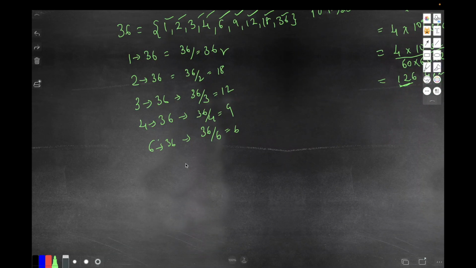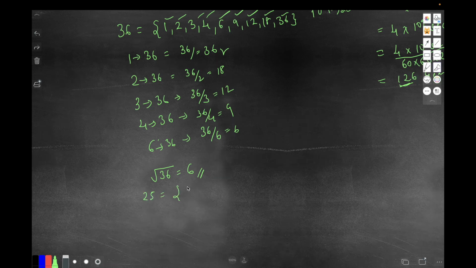So from here you can see that we don't have to go till n. If I go till the square root of 36, that is 6, I will get all the factors. Correct. Let's try to analyze 25.